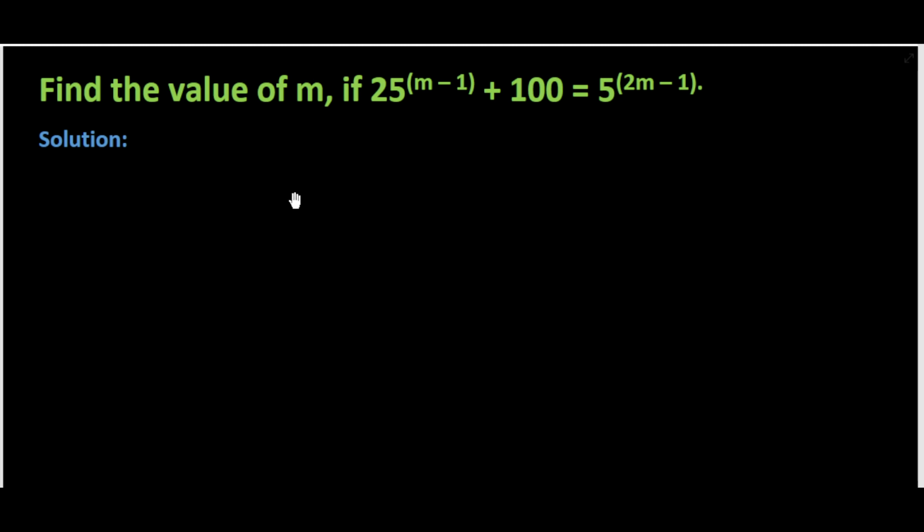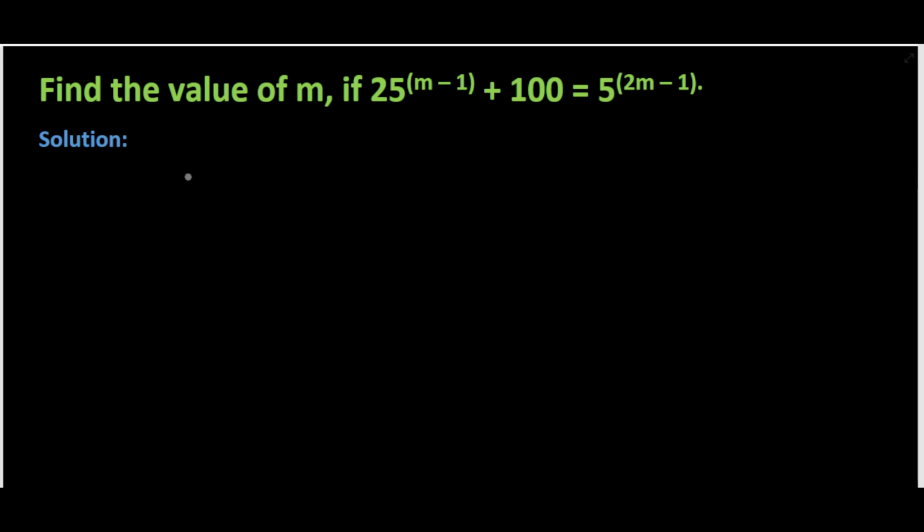So let's start the problem. Find the value of m if 25 power m minus 1 plus 100 is equal to 5 power 2m minus 1. What we have to do is find out the value of m. So how can we solve this problem? Let's start our problem.